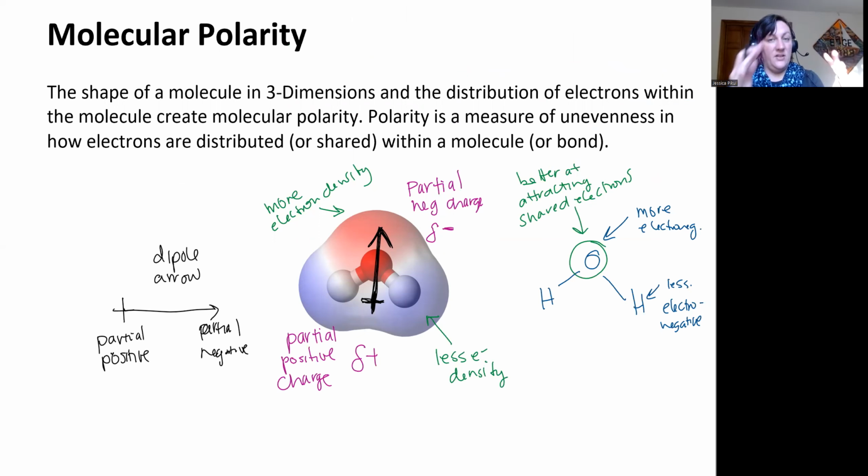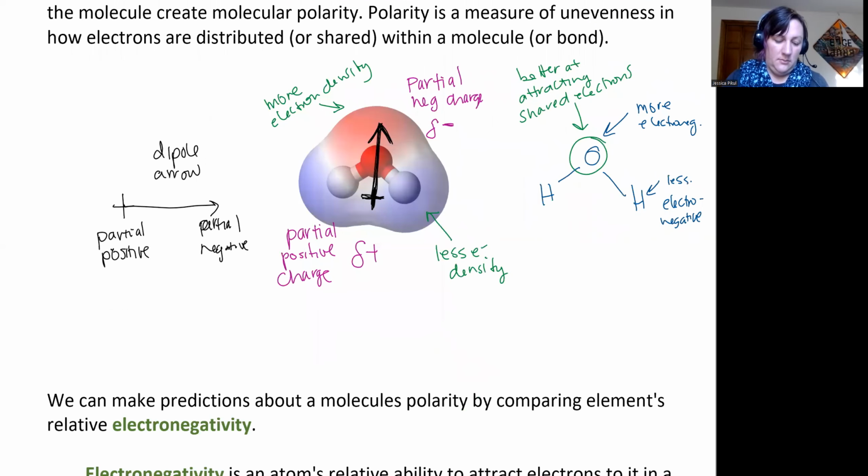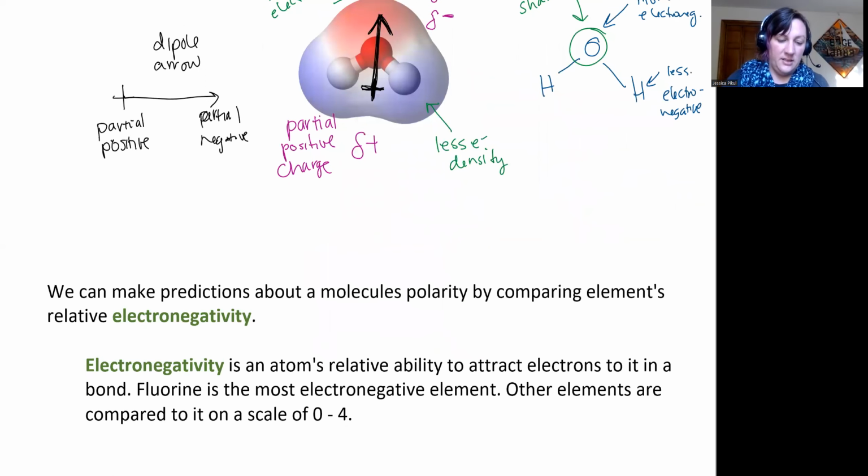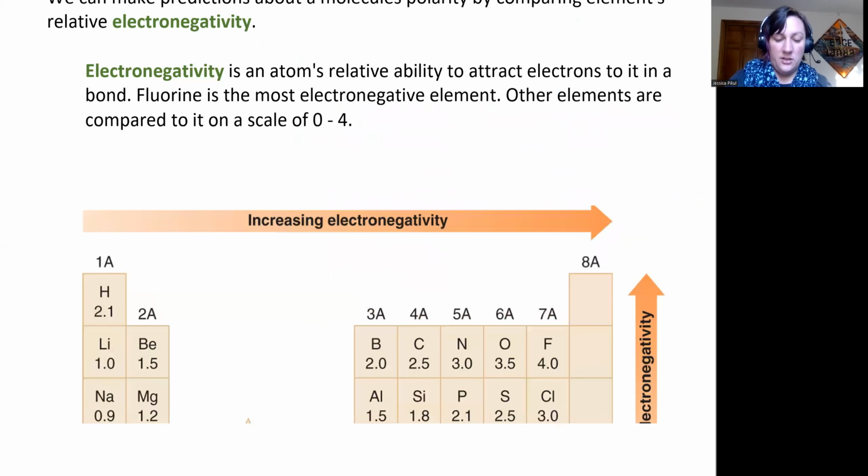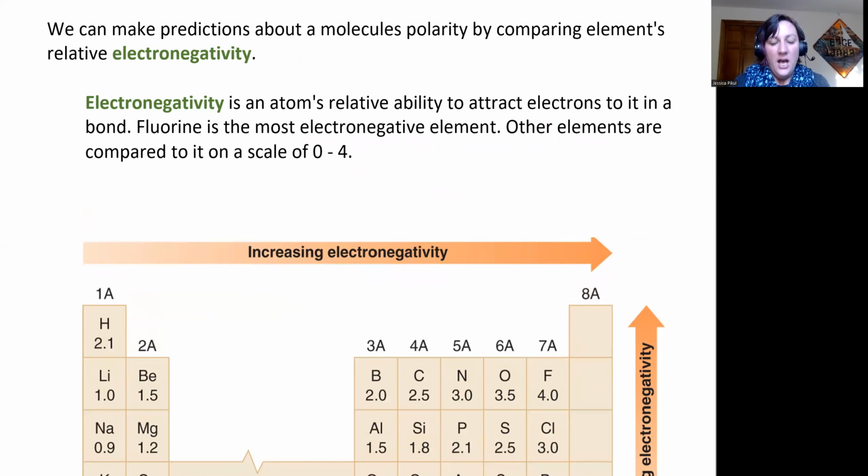And so here, the negative end is always going to be pointing towards the lone pairs of the oxygen, essentially. So we're going to measure this electronegativity. Well, we're not going to measure it in the lab, but someone else did. Through a series of experiments, we have this idea of relative electronegativity between the elements.